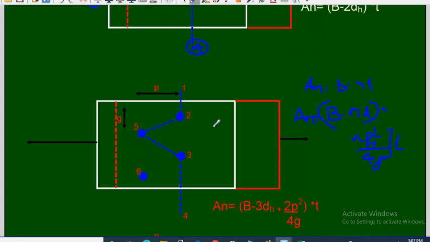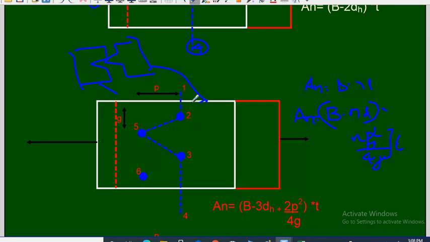Another chance is that it can fail like this. Instead of cutting here, it can cut here, here, here also, because of the staggering. Because we are applying the load in this direction, it can cut into two pieces like this also. One piece is this, another piece is this.